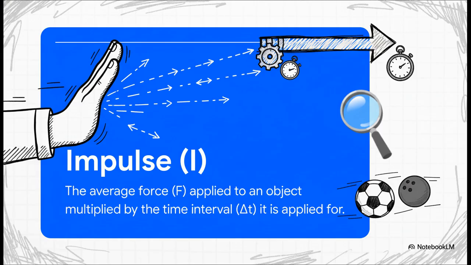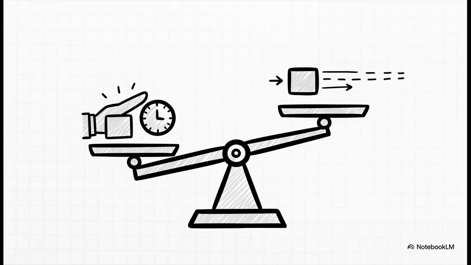And what's really important to get is that it's not just about how hard you push, but also about how long you push for. And this is the big connection. This is the aha moment where it all clicks together. The impulse you give an object is exactly equal to the change in that object's momentum. They're really just two different ways of looking at the same thing.